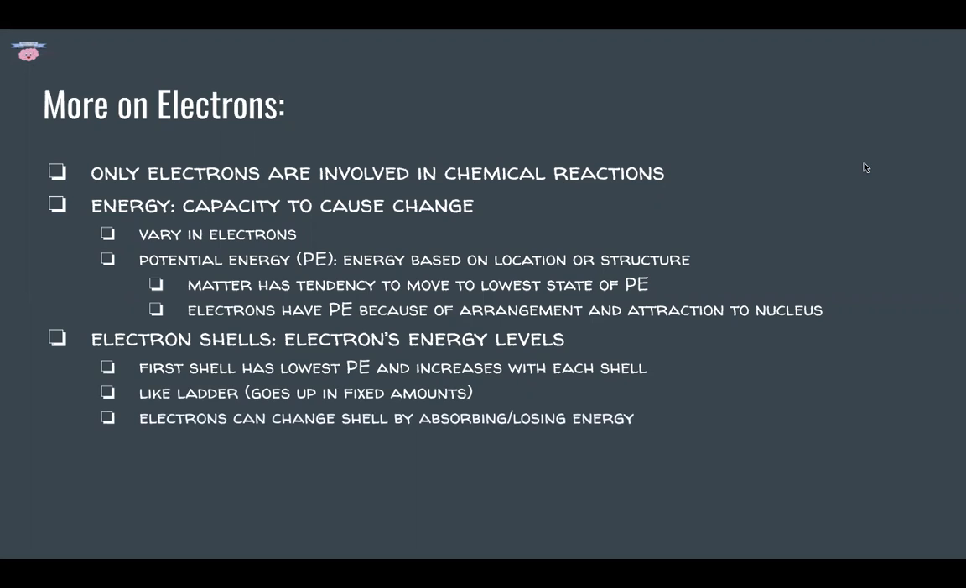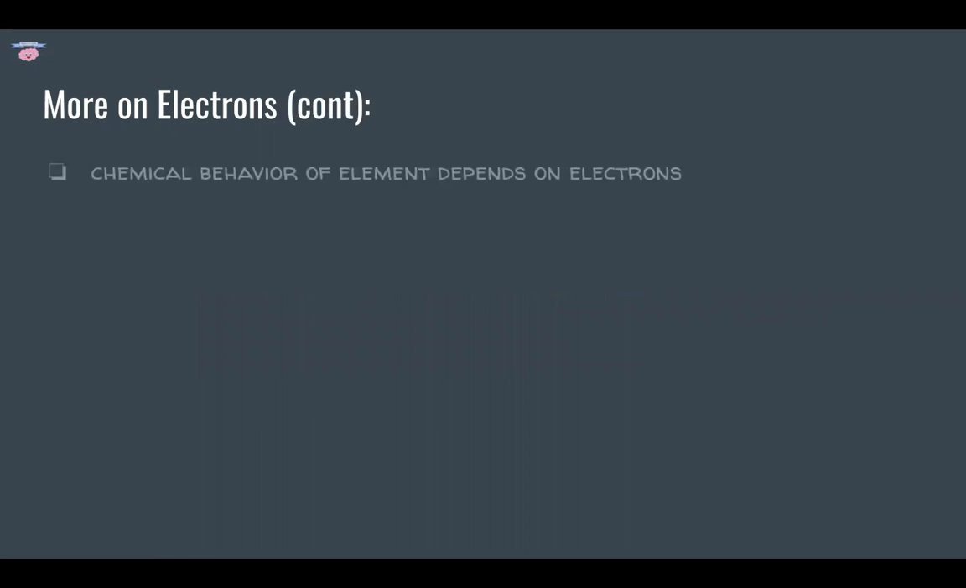Electrons can change shell by absorbing or losing energy. It's like if I'm climbing a ladder and I absorb energy, then I go up. I have a higher potential energy, so I go up one rung. But if I go down a rung, then I'm losing potential energy. The lower you are, the less potential energy you have. Electrons are the main cause of the chemical behavior of an element.